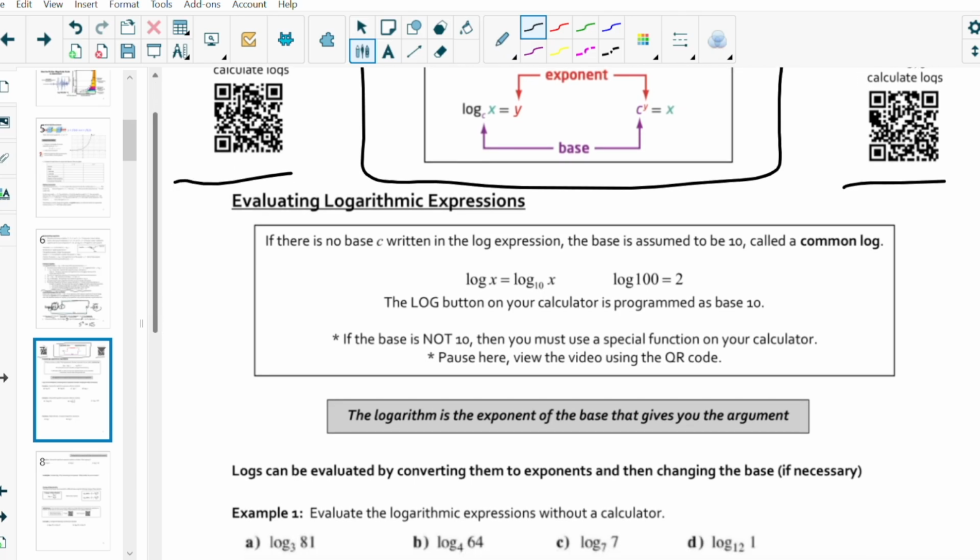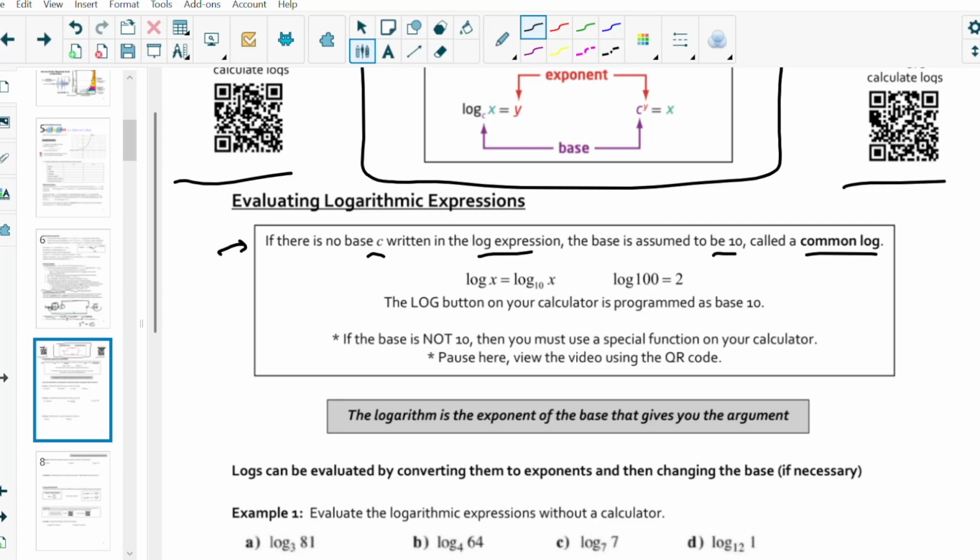Okay. Let's do some work on evaluating logarithmic expressions. Before we learn how to transform them and then do applications and problem solving, we need to know how they actually work. First thing, if there is no base written in the log expression, the base is assumed to be 10. This is called a common log. It's a common log because it's so common that we don't write a 10 in there.